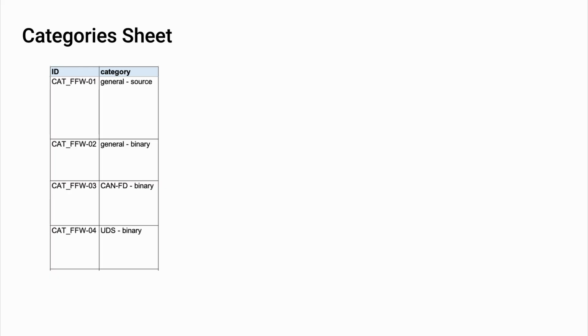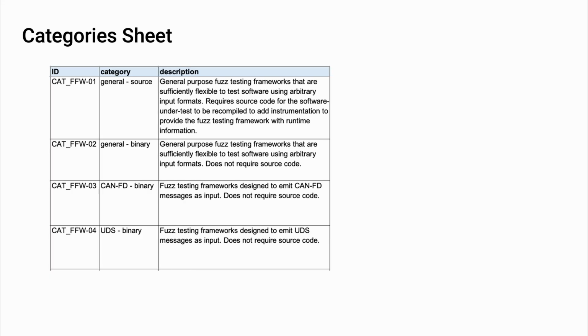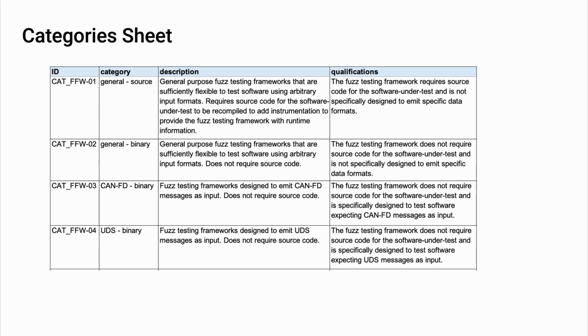clear. Here, you see we have two general categories, one for source fuzz testing and the other for binary fuzz testing. We also have two specialized ones, one that's dealing with the CanFD protocol against a binary, and UDS protocol also against a binary. Next, we provide a description which is as detailed as necessary so that we understand the use case. Next, we have any qualifications which apply to the category. These answer the question, what are the limitations imposed by this particular use case? Finally, we have a notes field.